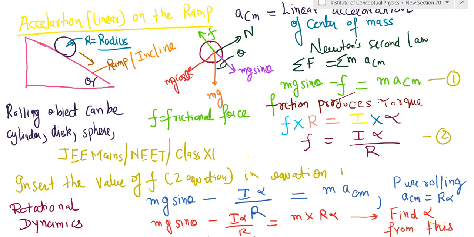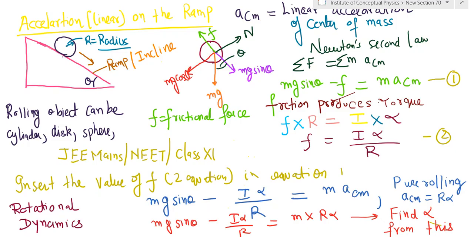All right, so let's continue with the discussion on linear acceleration down the ramp. Now, if you apply Newton's second law, you can see equation number 1 has been applied. Now, the second equation is about the torque. Since there is rolling involved, we had to introduce torque.